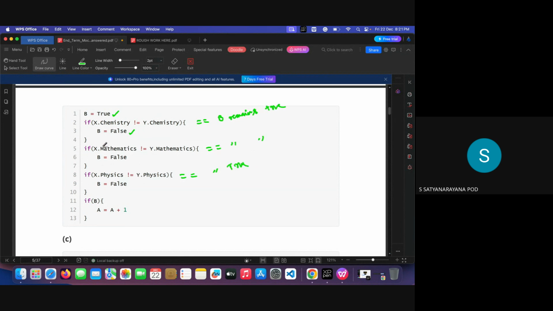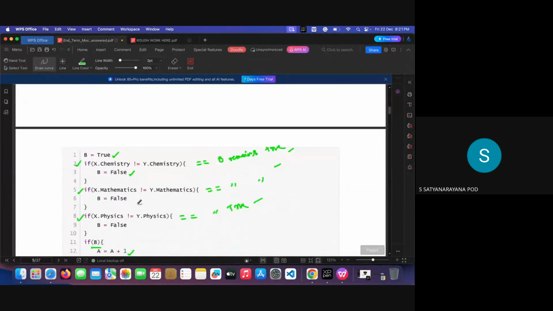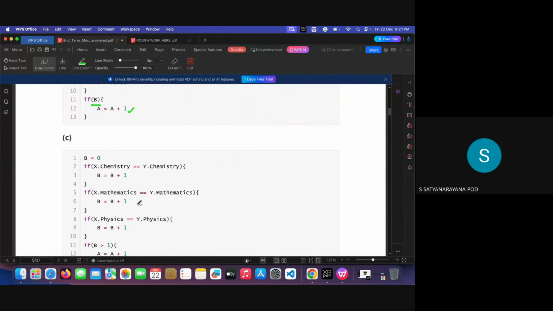So what exactly, if any subject has unequal marks, due to that one subject, the B value will be set into true. Sorry, the B value is set into false. So if these 3 conditions are checked, the B remains true. What does it mean? All 3 subjects are the same, equal marks. So B is not disturbed. So B remains true. Whenever B remains true, so if B means if true, definitely A is increased. The right option is B, but still we check C and D, why it is wrong also.